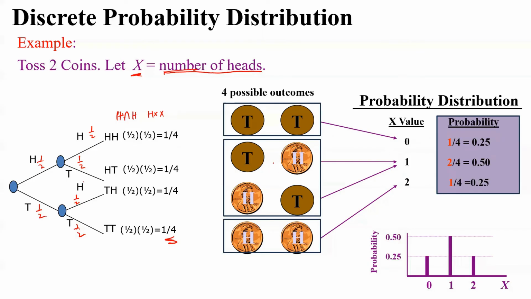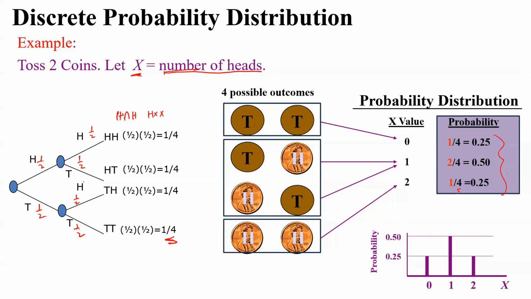And we have two possibilities where we get one head: tail-head or head-tail. So that is 2, which means 2/4, and we get 0.5. And then we get 2 heads together, which is like this one, so it means 1/4, and you get 0.25.